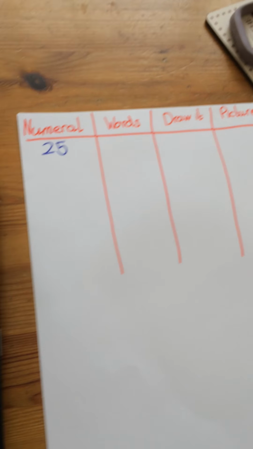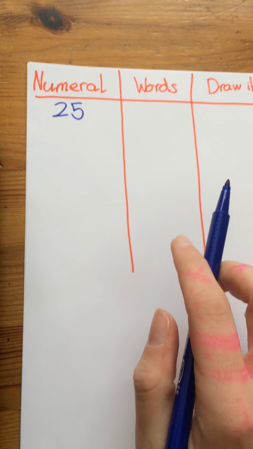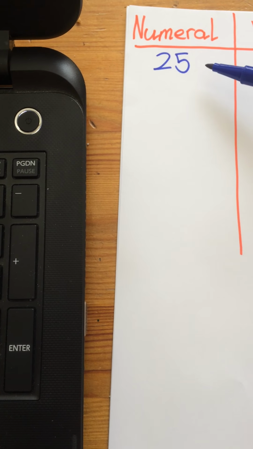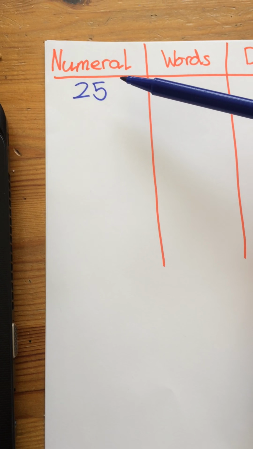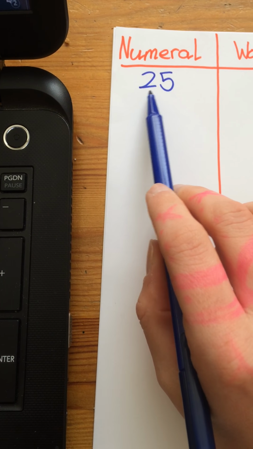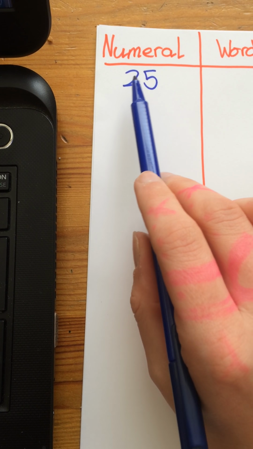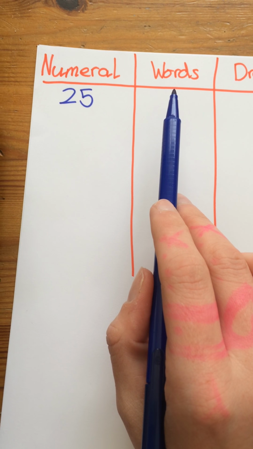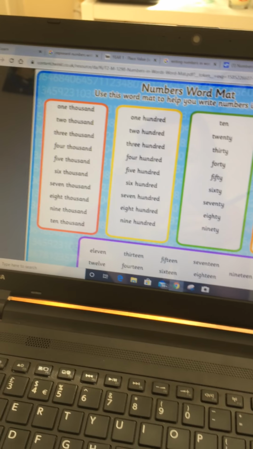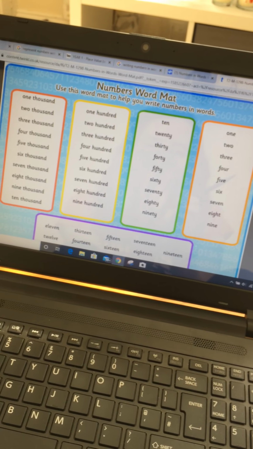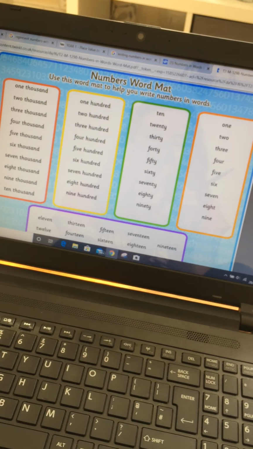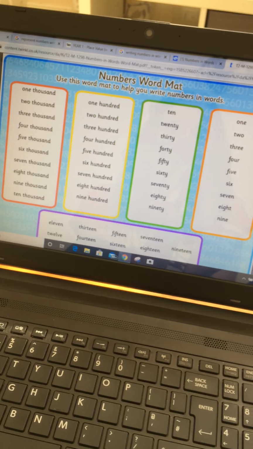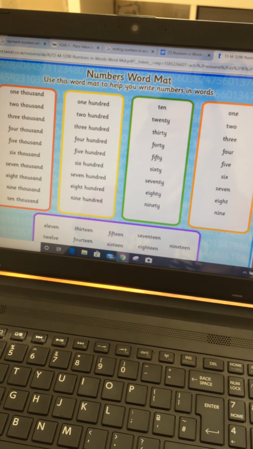So having a look at it on the grid, which I've just drawn up here, the numeral, which is the one that you've already got given on your sheet, that is the number written in numbers, basically, in digits. Words, that's quite self-explanatory, but this is on Twinkle. It's a word map. This can help you. So you might just need to have a practice at your sound talking.